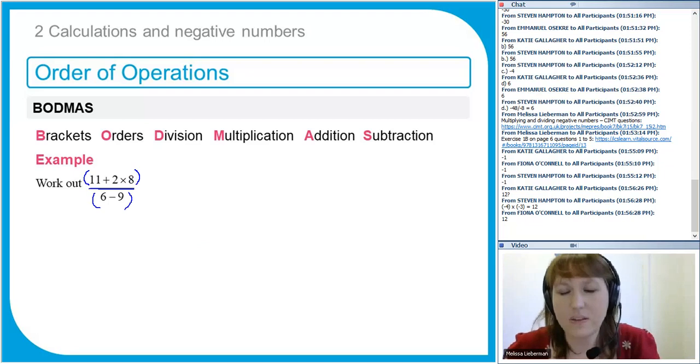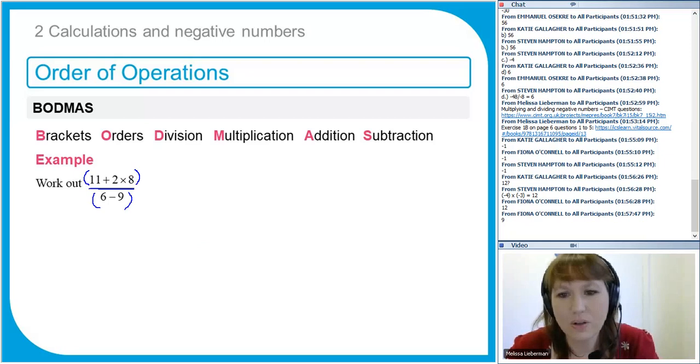So let's try this. On the top we've got 11 plus 2 times 8. 2 times 8 is 16. So on the top we've got 11 plus 16. And on the bottom we've got 6 minus 9. So work that out first.